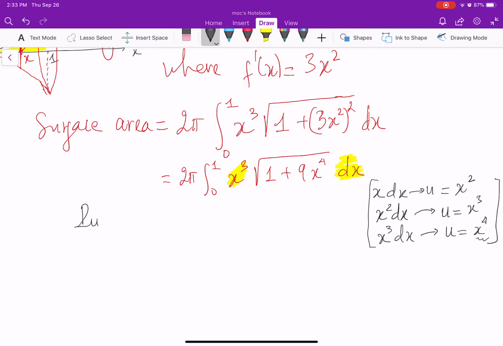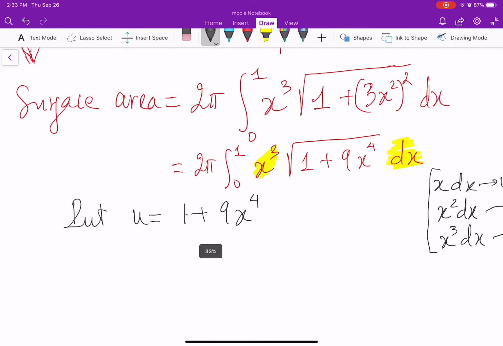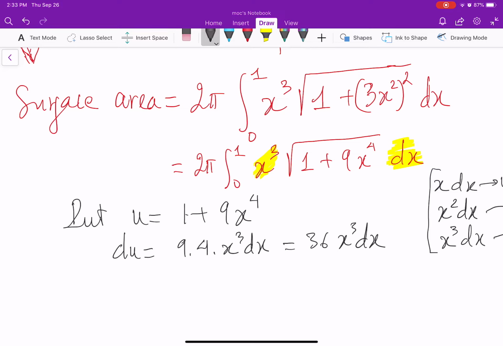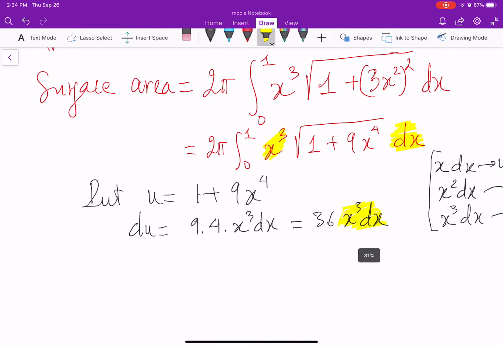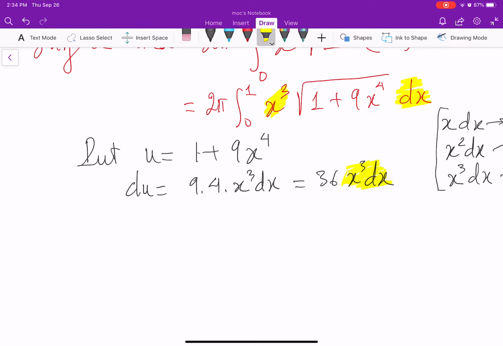I will put u equal to 1 plus 9x to the 4. I put u equal to 1 plus 9x to the 4, it's just putting the whole thing, right? Because the derivative of 1 is 0. So from here, I get du equal to 9 times 4 x cubed dx, which means 36 x cubed dx. We already have x cubed dx in here, you see? And now we can rewrite our integral in terms of u. But again, I will not write integration limits. I just need to find the antiderivative of our function.